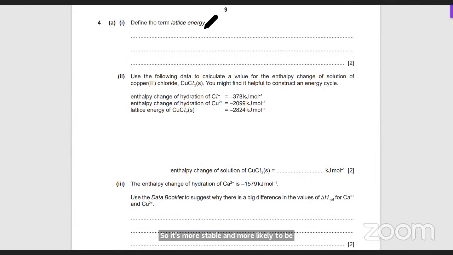So lattice energy. What is lattice energy? It's the energy released when 1 mole of ionic lattice is formed from its constituent gaseous ions. Use the data to calculate a value for the enthalpy change of solution of copper chloride. You might find it helpful. So this is the Hess cycle for solution.